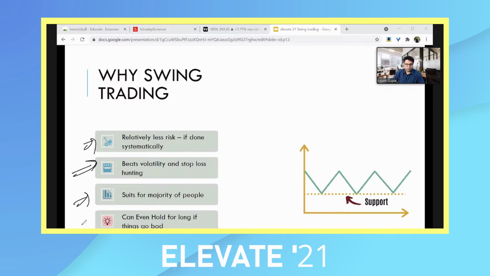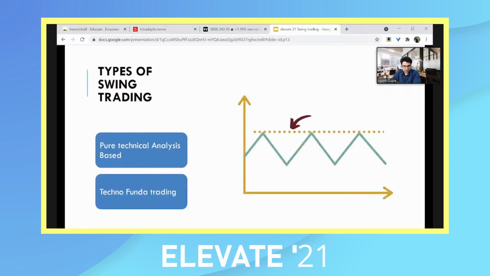And also there is a slight possibility, though it is not recommended, I'm strictly not recommending it, but in case you go horribly wrong, there is a chance that you can hold the stock for longer term if you follow the Technofunda way of swing trading, right? So I hope everything is clear till now. Okay. Now let's understand the types of swing trading.